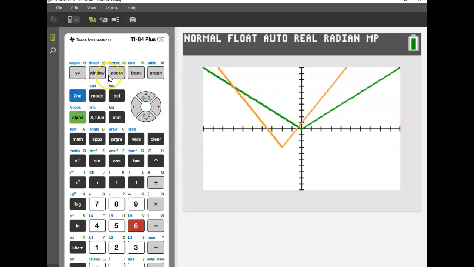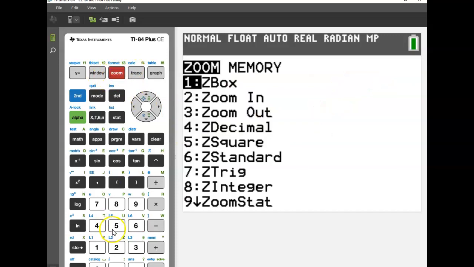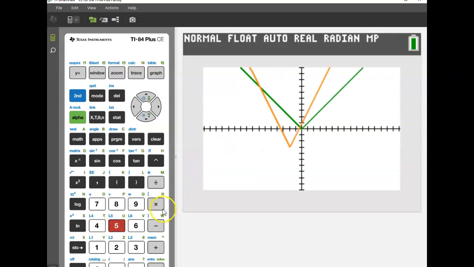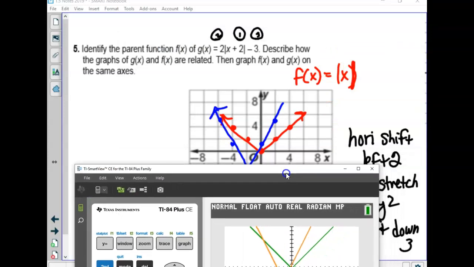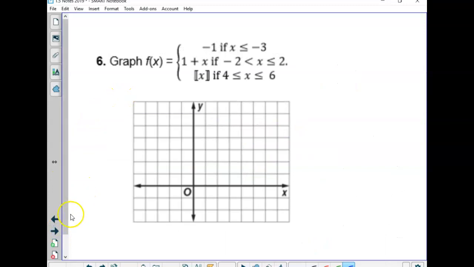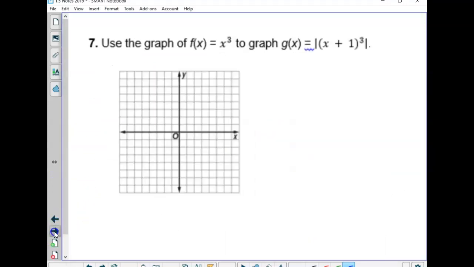Okay. If you do a zoom square, it'll look more like your graph paper. Is that what ours look like? Okay. We good? All right, number 6, I'm going to skip because we're going to do piecewise tomorrow. I'm going to number 7.